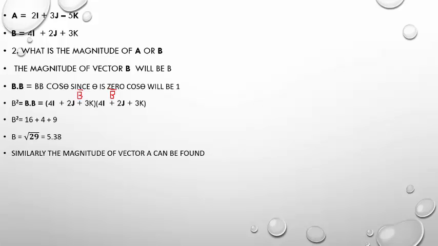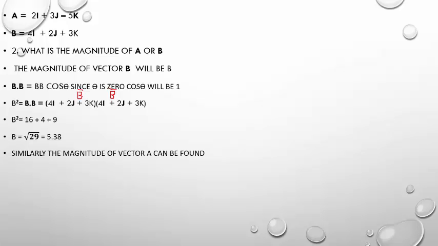Like what we did just now, it will now be 4 times 4, because I dot I will be 1, 2 times 2 will be 4, and then 3 times 3 will be 9, because k dot k is equal to 1. So it will now be 16 plus 4 plus 9. So B squared is equal to 16 plus 4 plus 9. So we will now say B is equal to the square root of 29, which is equal to 5.38.